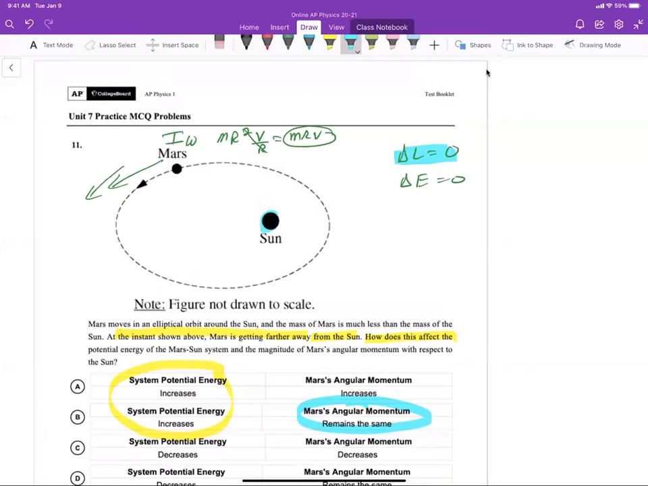And if you're thinking to yourself, well, wait a minute, Mars's speed is slowing down because my potential energy is getting larger, so that makes sense from an energy standpoint. And you're right. Mass is constant, its radius is getting bigger, velocity is getting smaller. And so its total angular momentum for Mars is the same.